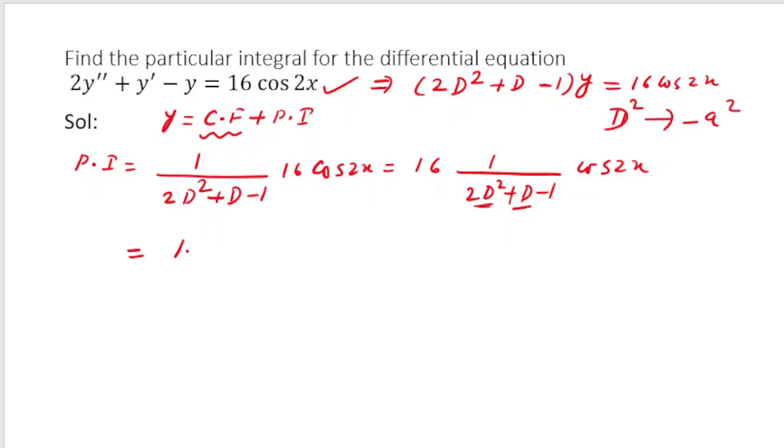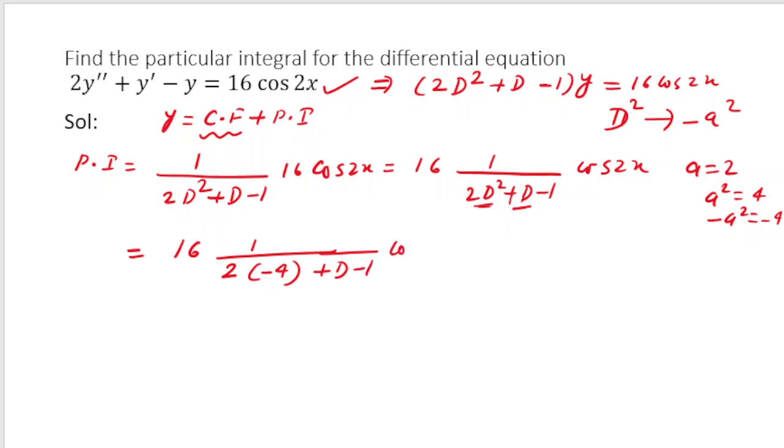So I am just doing the same thing. So 16 by, and in place of d square I am going to write minus a square. Here a is 2, a square is 4, so minus a square is minus 4. So in place of d square I am going to put minus 4, and plus d minus 1 on cos 2x. This will be like 16 by, you can see it is minus 8, and here we have d, so I write d, and minus 8 and minus 1 is minus 9 cos 2x.